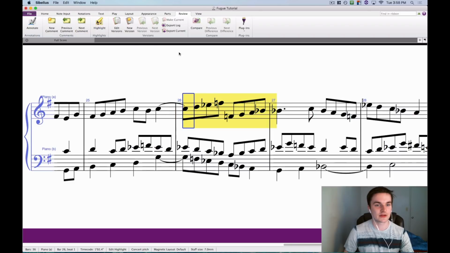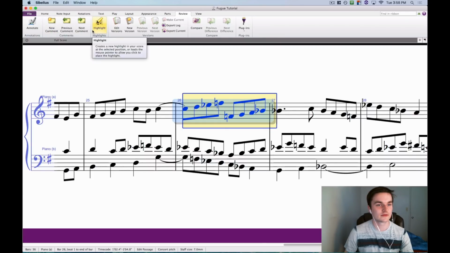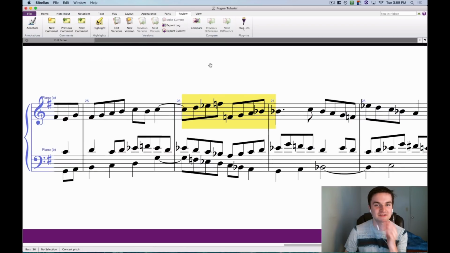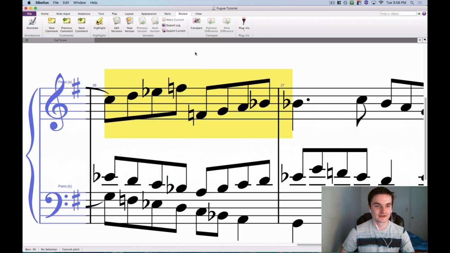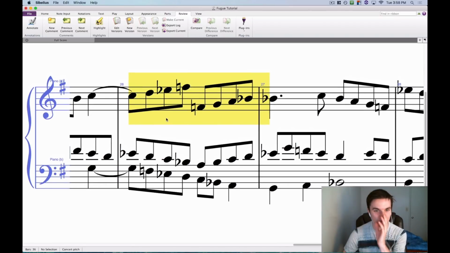Let me turn highlight off. How do I turn highlight off? No. How do I unhighlight? I guess I'm just going to have to leave it highlighted. Sorry if that bothers you, OCD people.